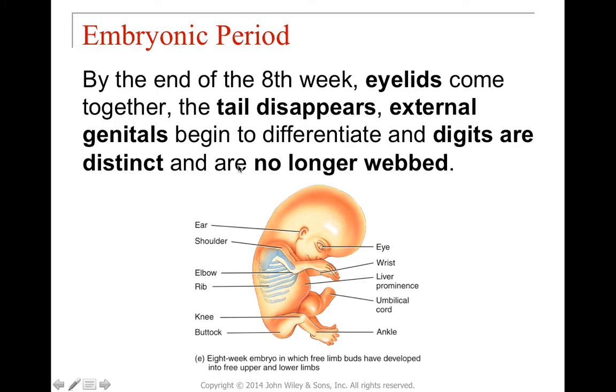Our digits are going to be distinct at this point. We have lost all of the webbing in between our fingers and our toes. We're also going to start seeing, instead of just arm buds, distinct regions of the arm and the development of early bones, so early ossification is going to be occurring as well. But mainly what's going to be here is all going to be cartilage at this stage.